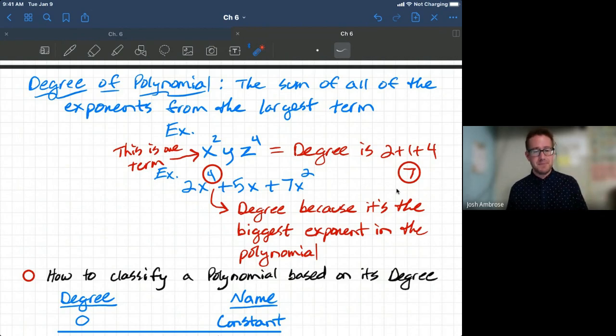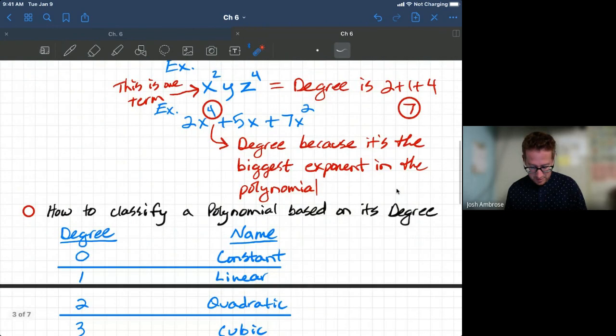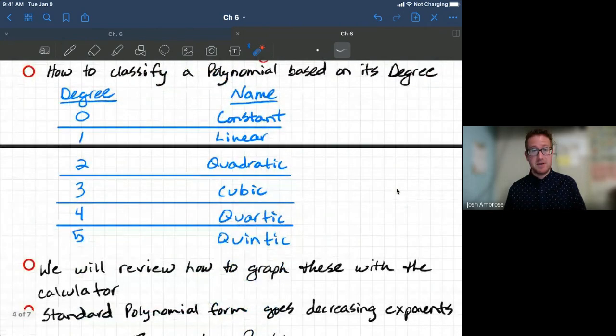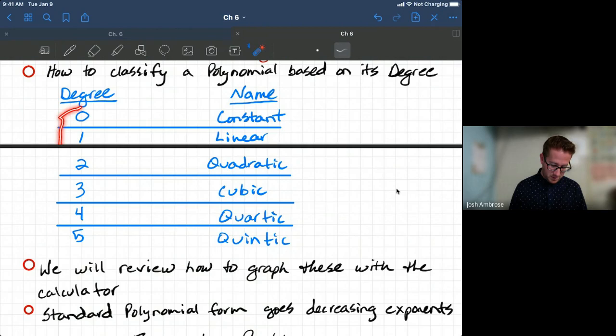Next part here, you're going to want to copy this down, or at the minimum, memorize it and have it in your notes. If they ask you to classify a polynomial based upon its degree, then use this chart. First you figure out what the degree is, and once you know the degree, you can name the polynomial, and the names are all going down right here.